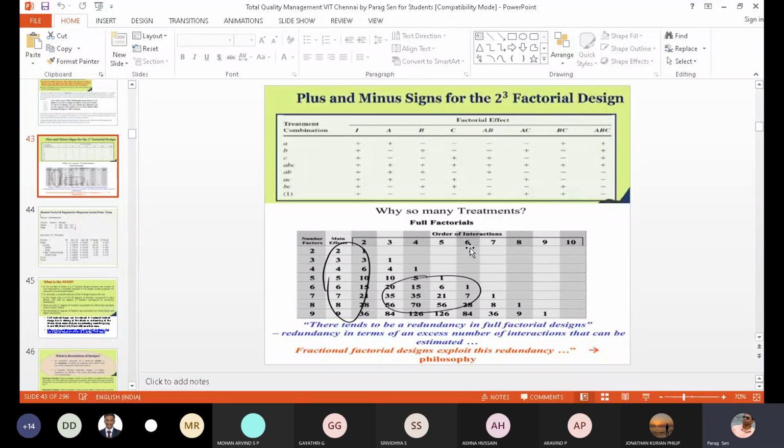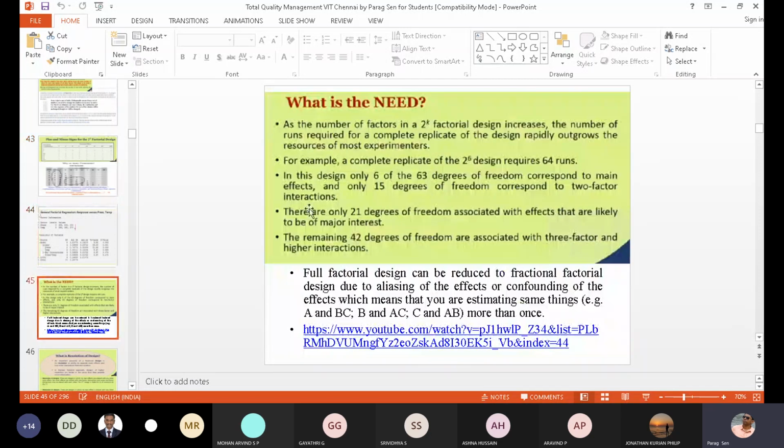Suppose the factors are A, B, C, D, E, F. The six factor interaction effect can only be one, so the degrees of freedom will be one. In this way, there are 21 degrees of freedom associated with effects that are likely to be of major interest. Why? I have told you earlier that we are basically interested in the main effects and the two factor interaction effects, because in practice it is mostly noticed that these have the possibility to become statistically significant.